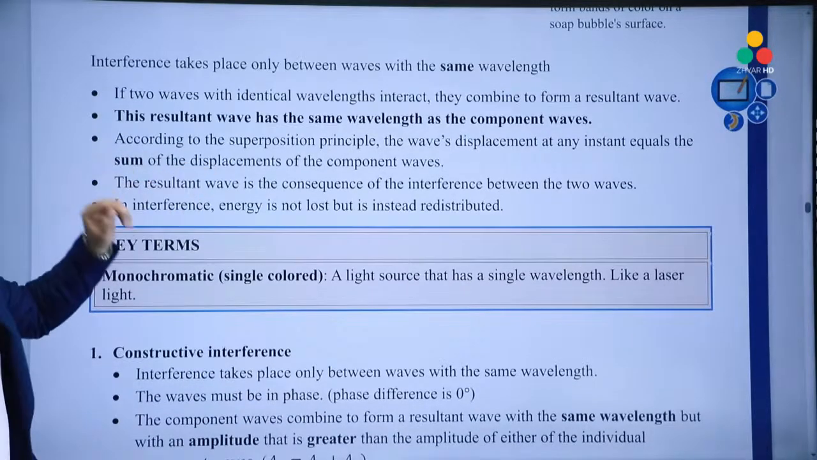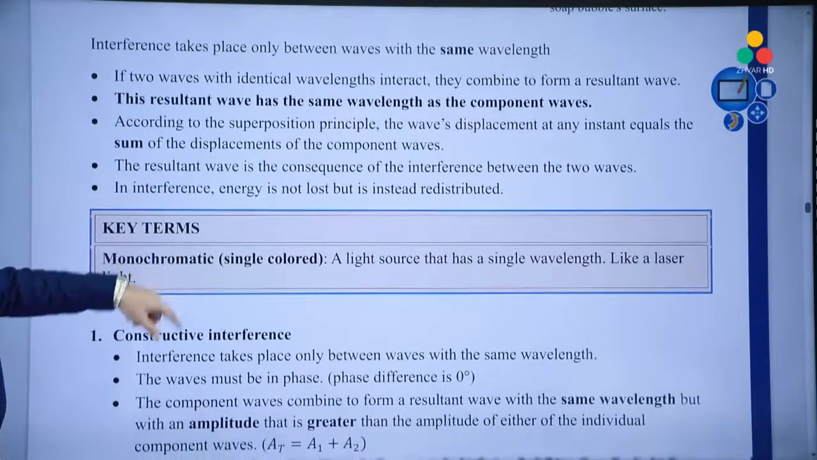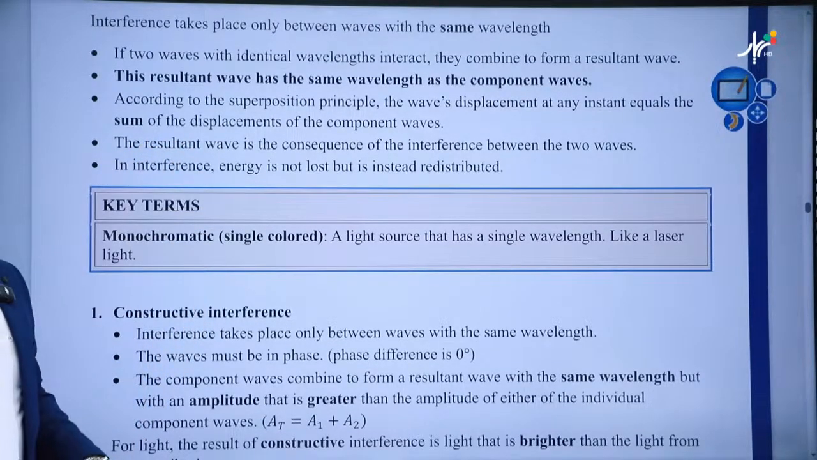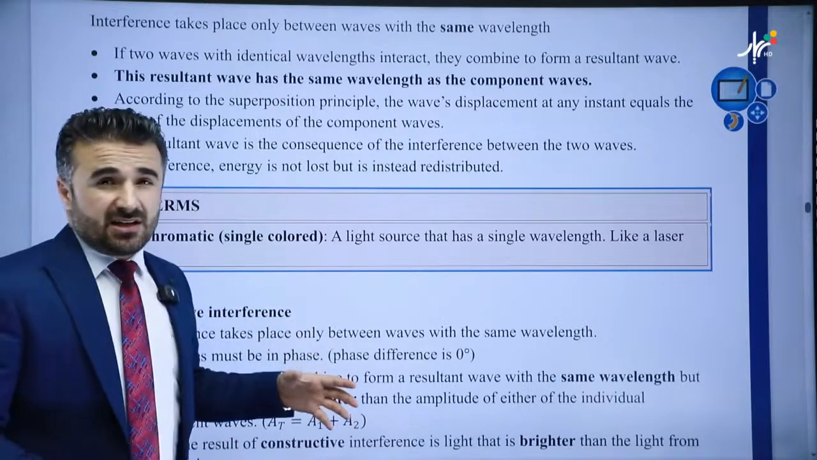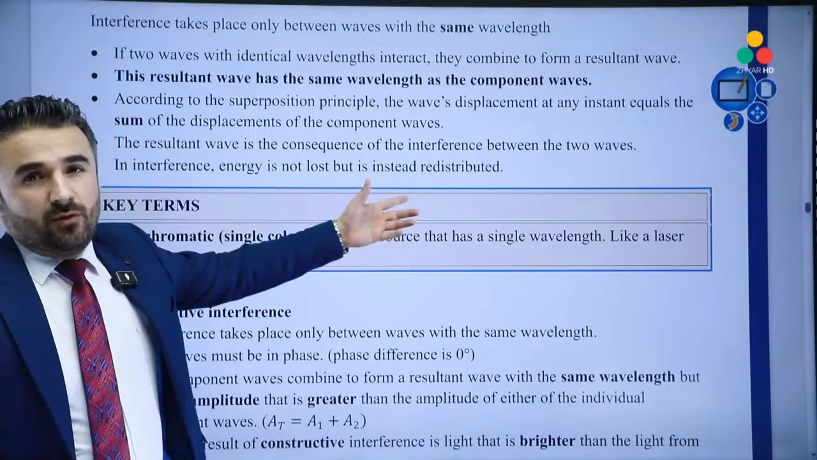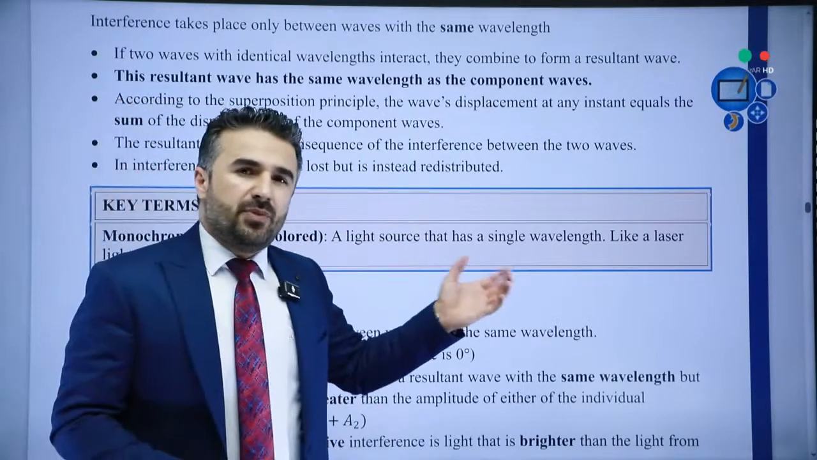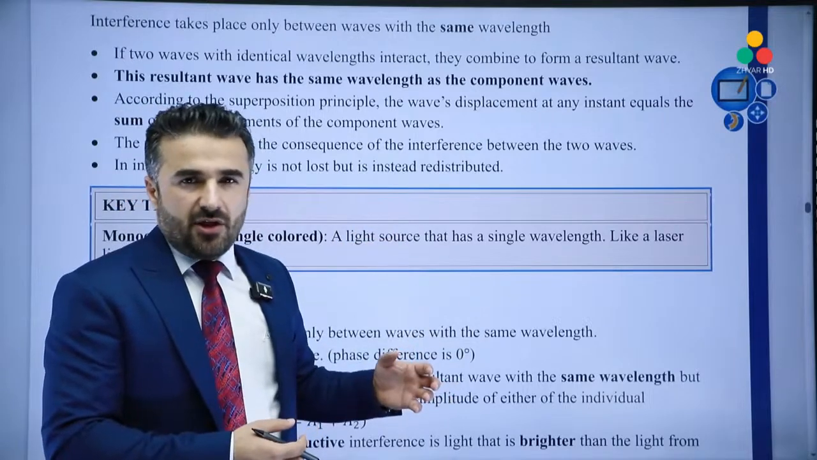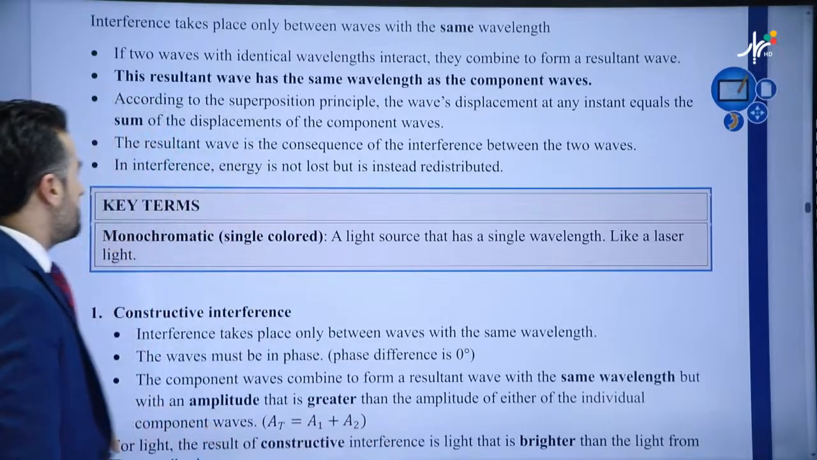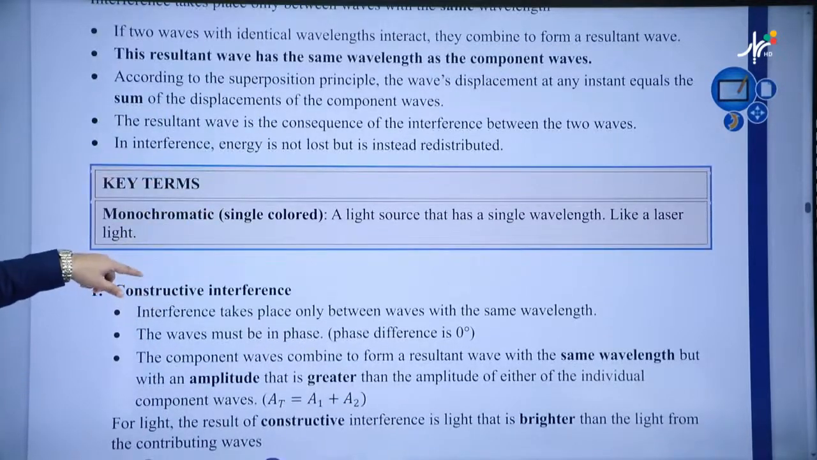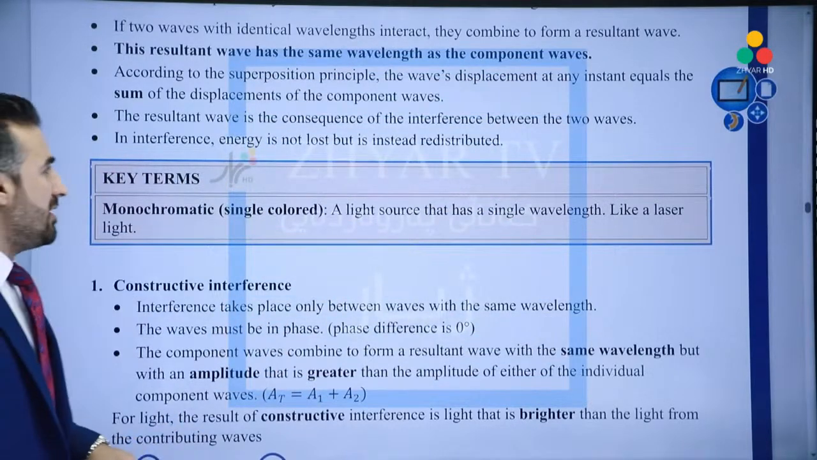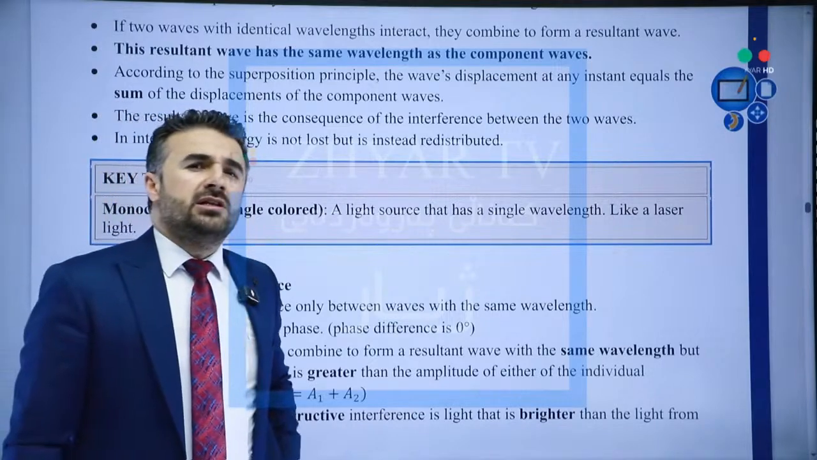Okay, so according to the superposition principle, the wave's displacement at any instant equals the sum of the displacements of the component waves. In a different way, we can say the resultant displacement, or the resultant amplitude, will be the sum of all vectors. So if we have peak and peak, or bottom and bottom, if these two coincide together, then of course we'll add them, but if they are in opposite directions, we normally subtract them. Okay, so the resultant wave is the consequence of the interference between two waves. In interference, energy is not lost, but instead it is redistributed.